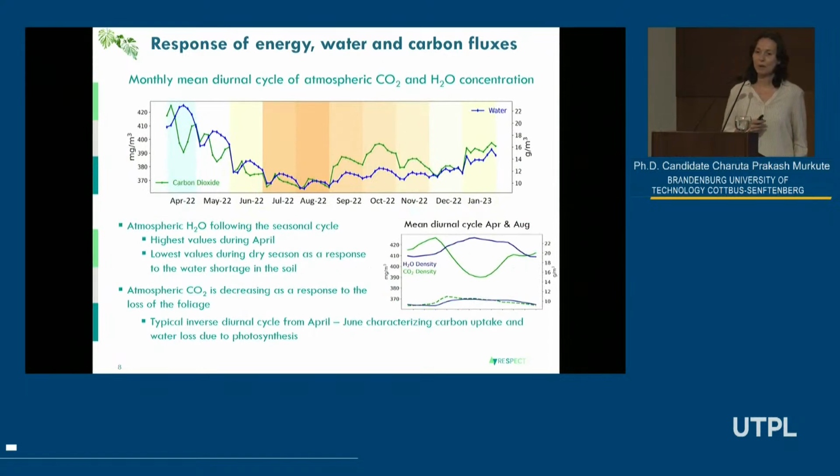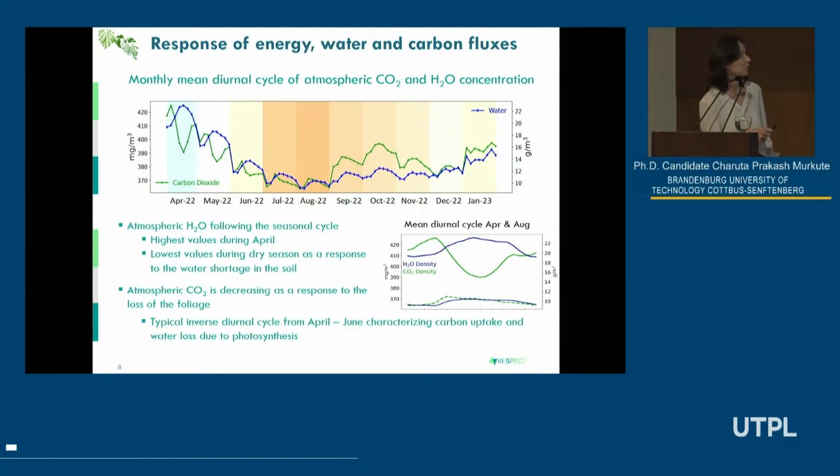When we now go to our water and carbon concentrations in the atmosphere, again, we can see that we have a clear seasonal cycle with the highest amount in April. So what you can see is the carbon dioxide concentration of the atmosphere in green, and the water concentration in blue. And so it is decreasing. That means the atmospheric water follows the seasonal cycle as the carbon dioxide does, as a response to the loss of foliage, and then it is increasing towards the end of the year and the beginning of the wet season.